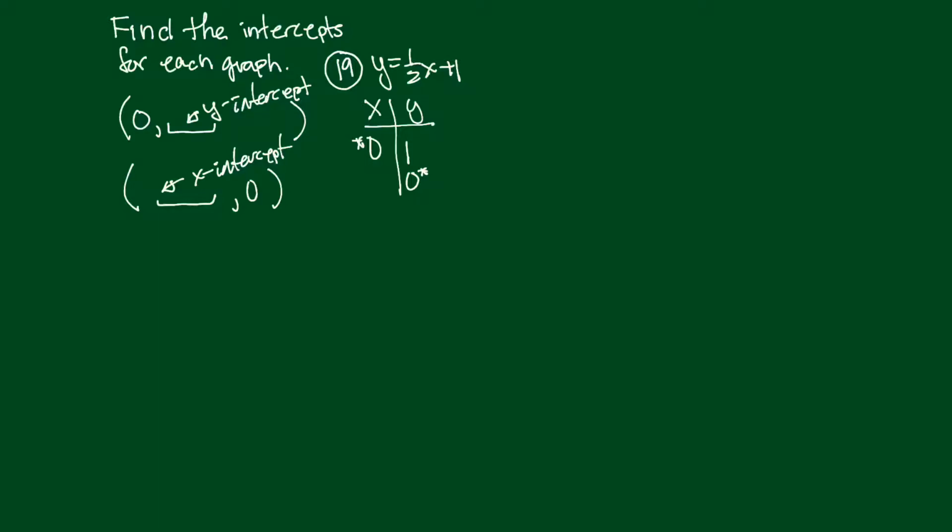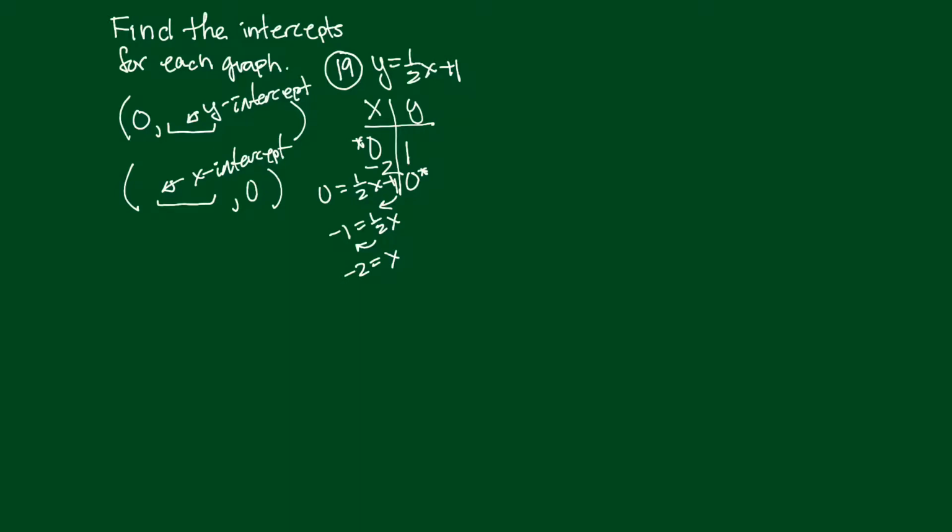If you choose y to be 0, then when you substitute it up here, we're going to get 0 is equal to 1/2 x plus 1. I'll subtract that 1. I get negative 1 equals 1/2 x, multiplied by 2. We'll get negative 2 is equal to x. So I get a negative 2 here.